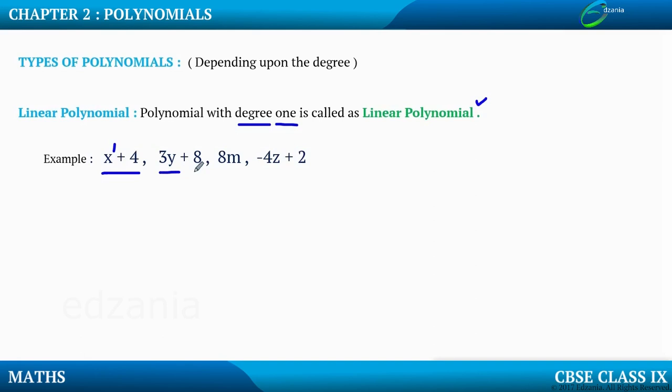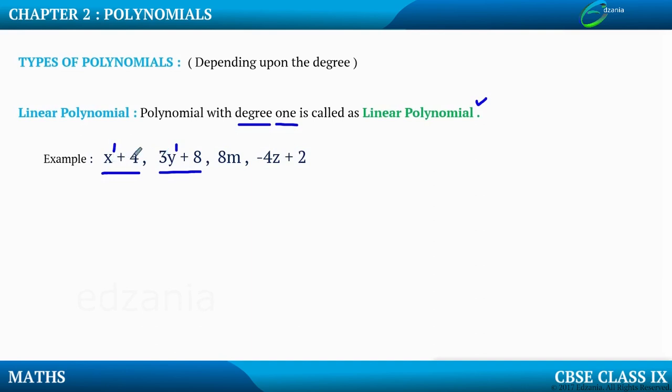Again, if I move to the second example, which is the variable used? The variable used is y. What is the power of y? The power of y again is 1. Therefore, again, this can be called a linear polynomial. Note one thing, that the number 3 is not the power. Number 3 is not the degree. Number 3 is just the coefficient.